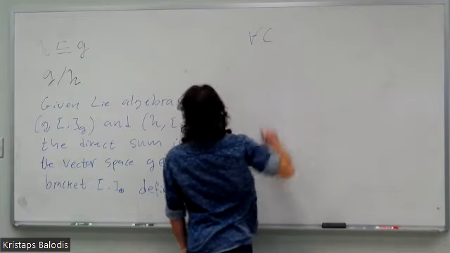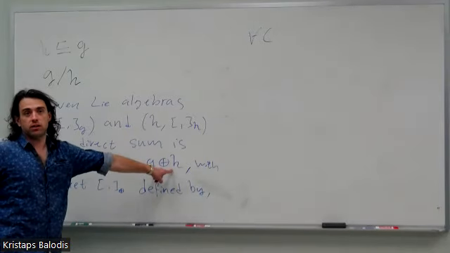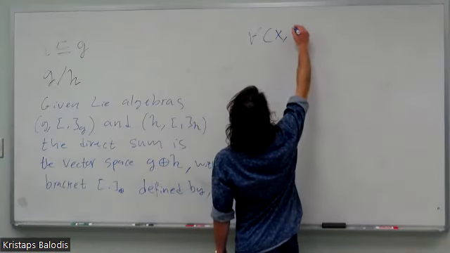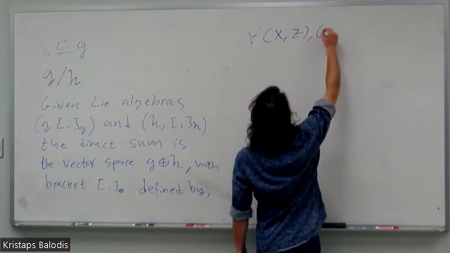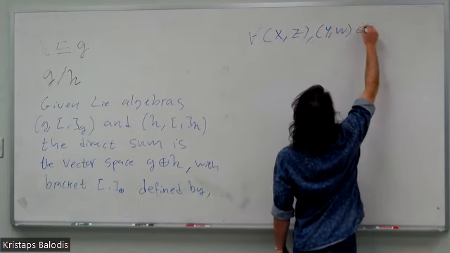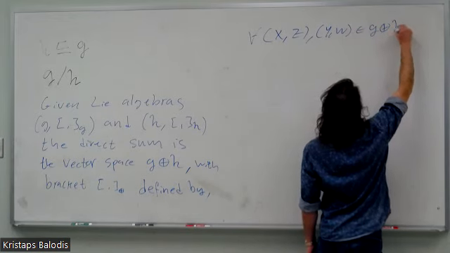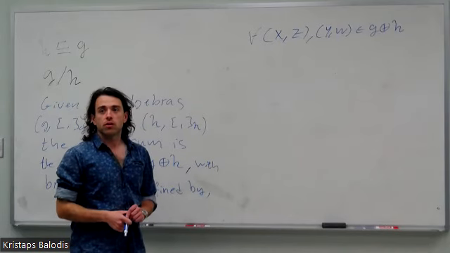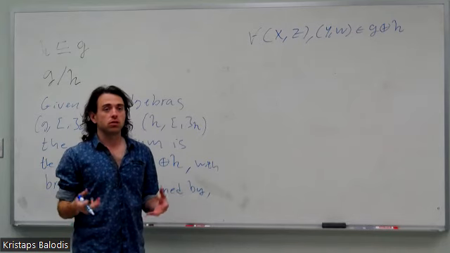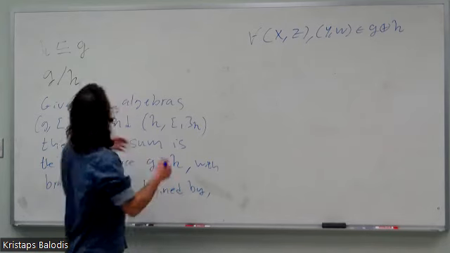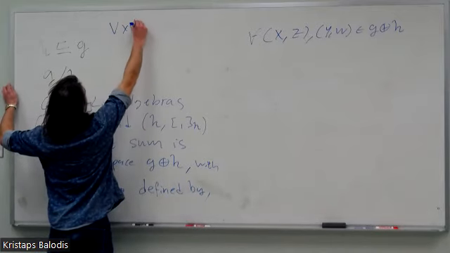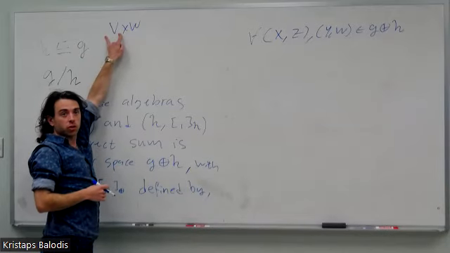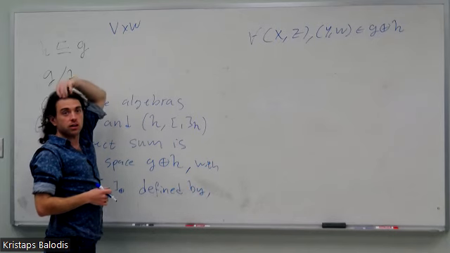for all, well, I need to take pairs of elements in G direct sum H, right? So this will be X and Z and Y and W, and this is in G direct sum H, right? So remember that the standard way that we give an explicit construction of the direct sum of vector spaces is it's actually just a subset of the Cartesian product, but in which we impose linearity separately in each factor.